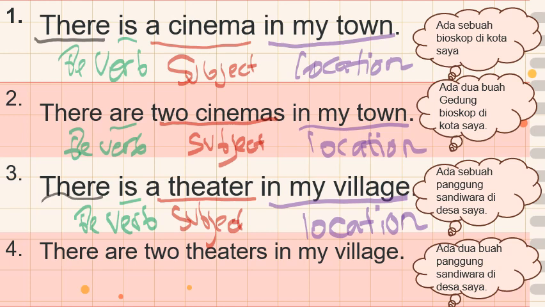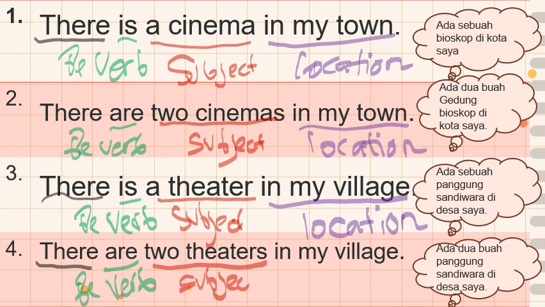Number 4. There are 2 theaters in my village. There are, we use the be verb are. Are is the be verb. Two theaters is the subject. In my village is a location.